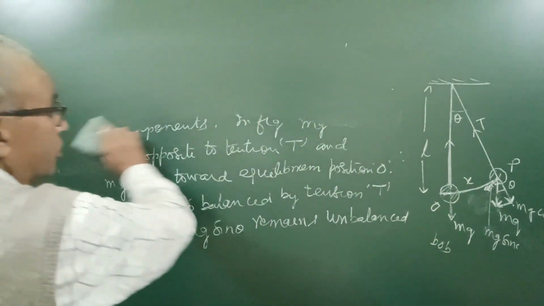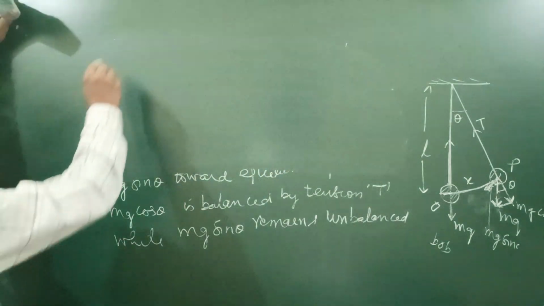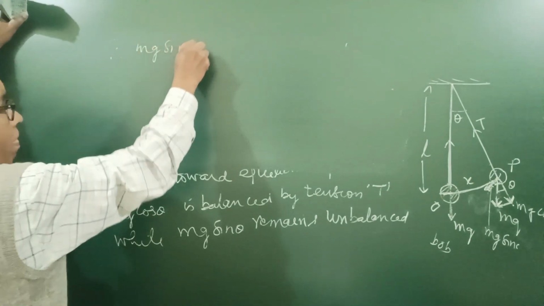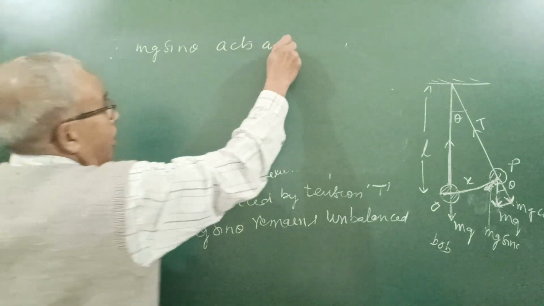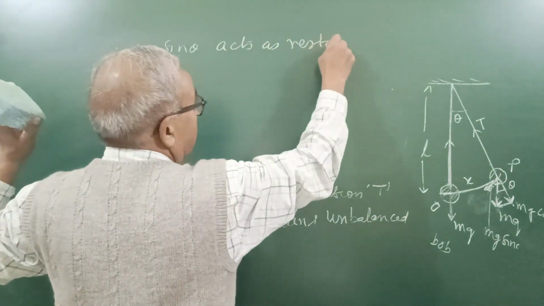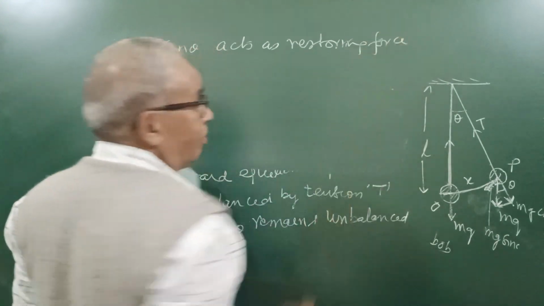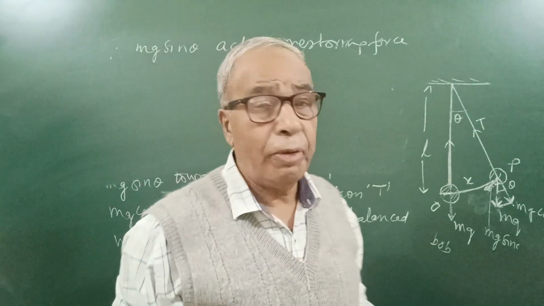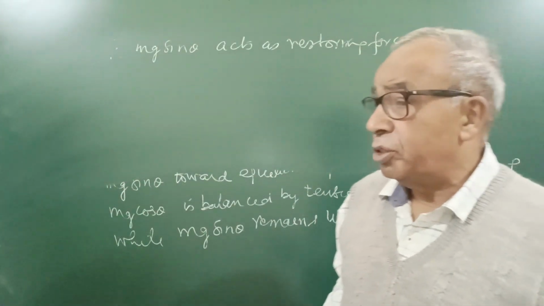Since mg sin theta is unbalanced and acts toward the equilibrium position, mg sin theta acts as a restoring force. A child may think, what is a restoring force? The force which always tries to restore the equilibrium position.